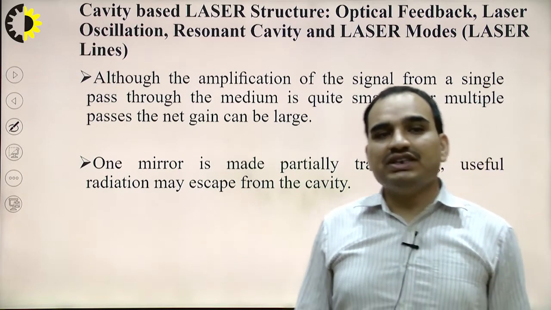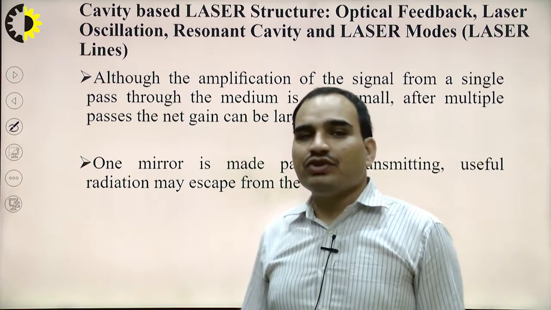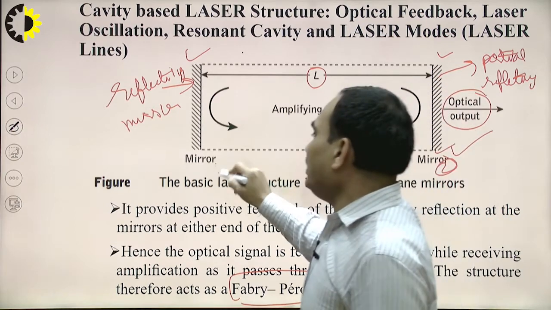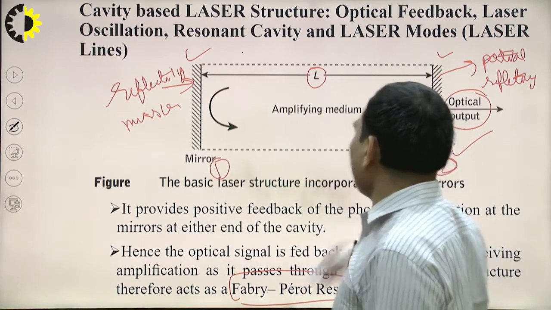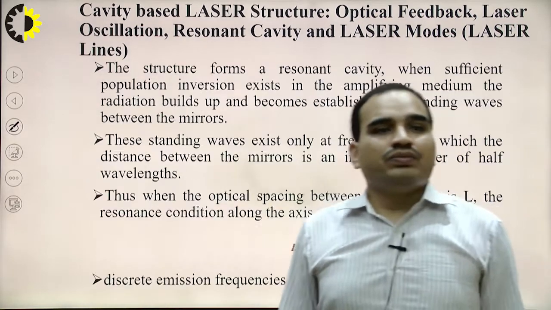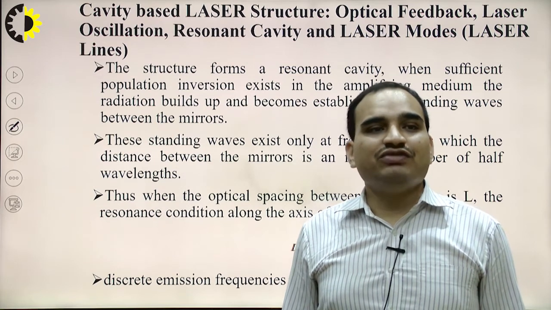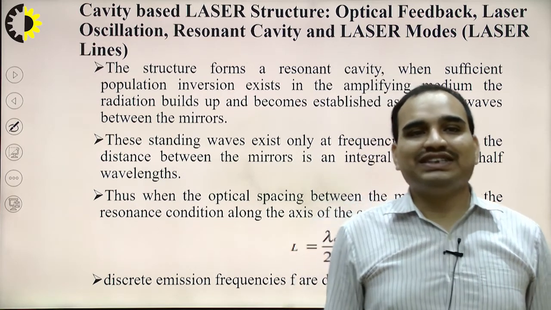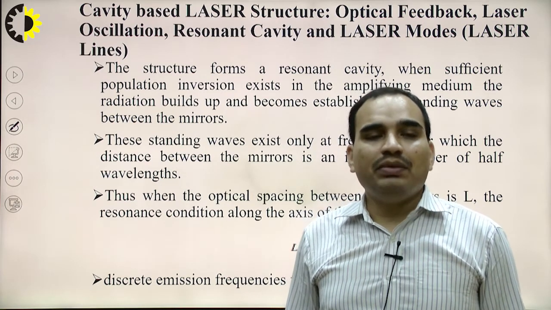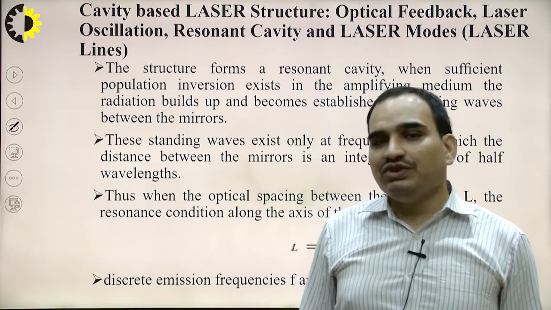One mirror is made partially transmitting, so useful radiation may escape from the cavity, that is, through mirror 2. If this is mirror 1, which is a reflecting mirror, this is the partial reflecting or transmitting mirror. The structure forms a resonant cavity when sufficient population inversion exists in the amplifying medium. The radiation builds up and becomes established as standing waves between the mirrors.